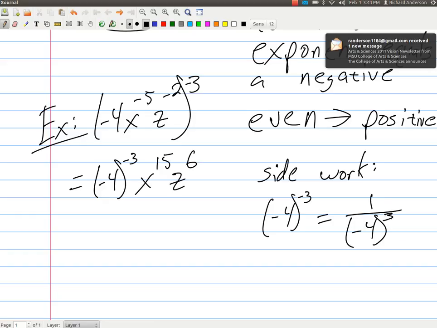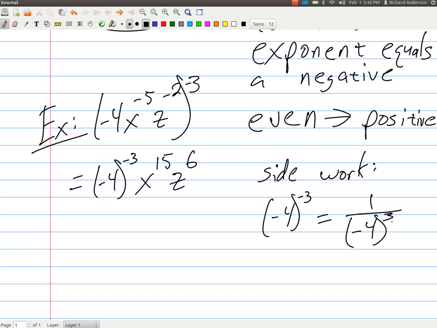Alright, the question becomes, what is negative 4 to the positive third power? Remember, if it's a negative number raised to an odd exponent, which it is here, it'll result in a negative. So the negative 4 raised to the third power is going to be negative 64. 4 times 4 would be 16. 16 times 4 again would be 64. So really, what happens here is that negative 4 to the negative third power equals negative 1 over 64.